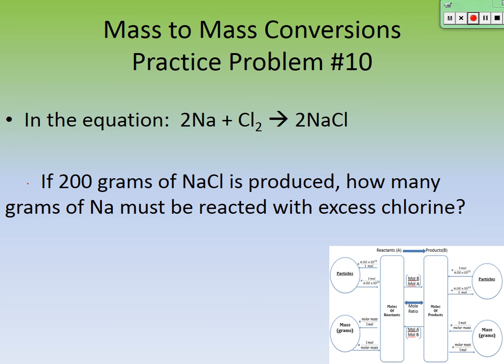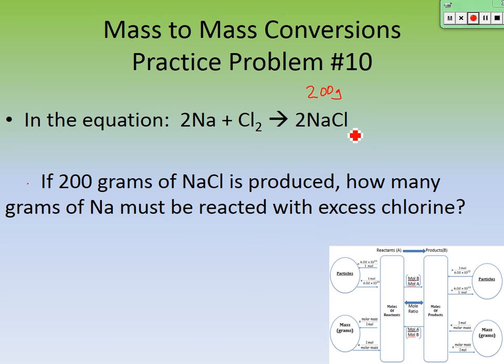It says if 200 grams of sodium chloride is produced, how many grams of sodium must be reacted with excess chlorine? So maybe you work in a chemistry lab, and your boss tells you you need to make 200 grams of sodium chloride. Well, how much sodium do you need to react with chlorine? That's what we're going to figure out in this problem, okay?